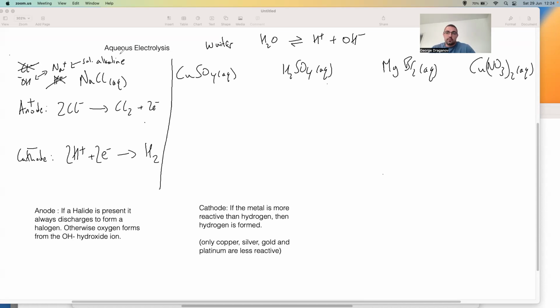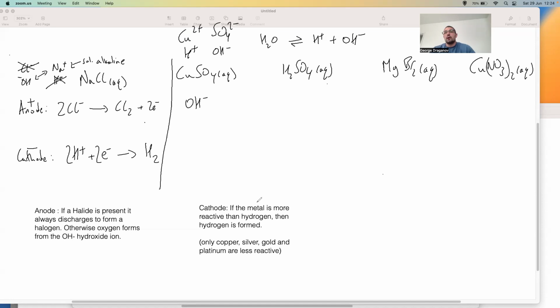Now we move on to the copper sulfate one. We write out the ions first. Wait a minute. I just rubbed out the title. Doesn't matter. The important thing is that we write Cu2 plus and H plus as being the two positives, and SO42 minus and OH minus as being the two negatives. Once again, we have to select a winner. So for the anode, is there a halide? No, there's no group 7. Otherwise, oxygen forms from OH minus. That means OH minus is actually going to go here.